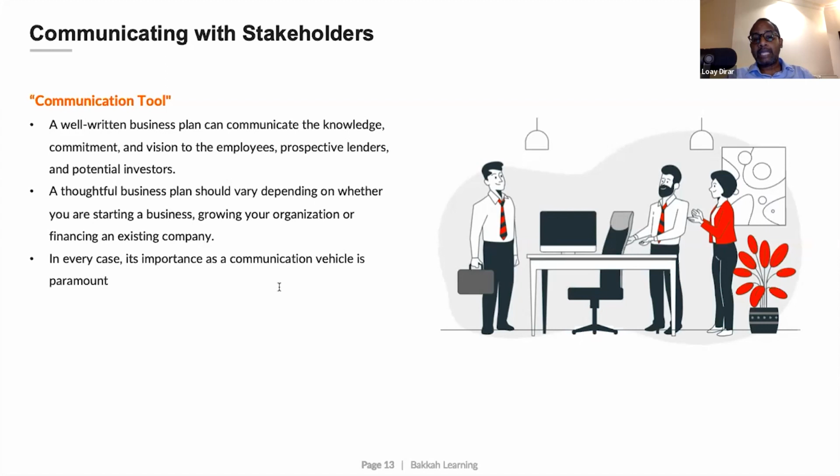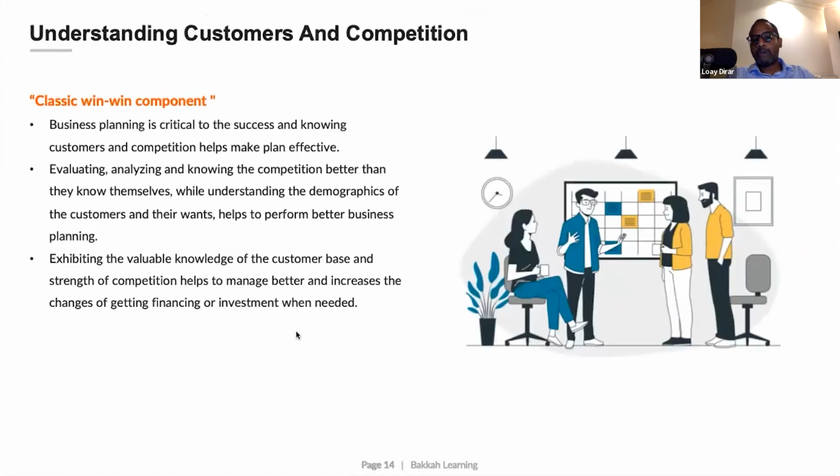And in every case, it's important as a communication vehicle. So a business plan, think of it as a passport for your idea. Okay. A classic win-win component. Business planning is critical to success, and knowing customers and competitors helps make the plan effective.